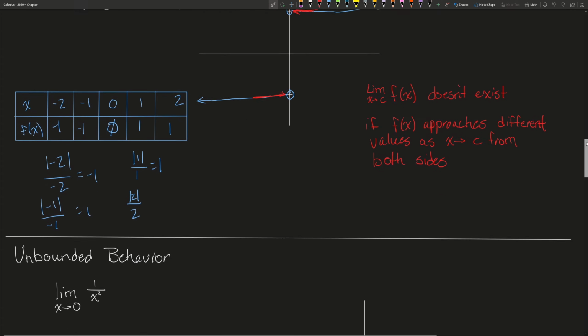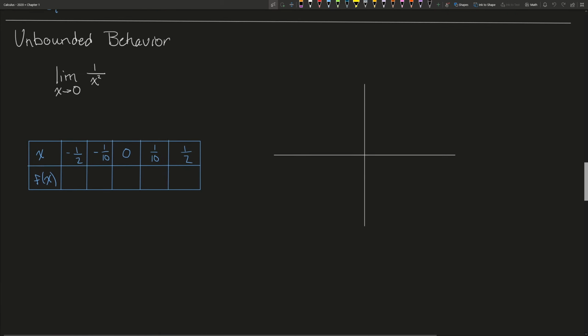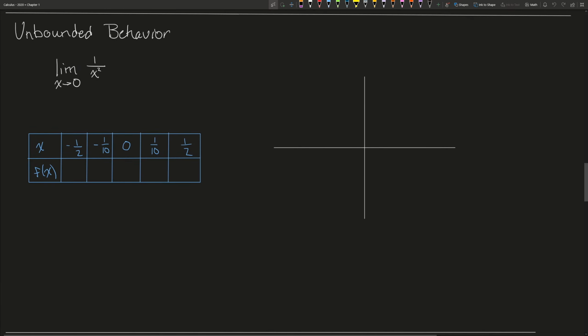Another reason a limit wouldn't exist is because of some unbounded behavior. For example, if we have the limit as x approaches 0 of 1 over x squared, we know that at our value, the denominator is equal to 0, so we have some undefined value. So what we do is we see what happens on both sides of that value. We would go to our table of values and plug in different numbers from the left-hand side approaching 0 and do the same thing on the right-hand side, and we'll try to get a value.